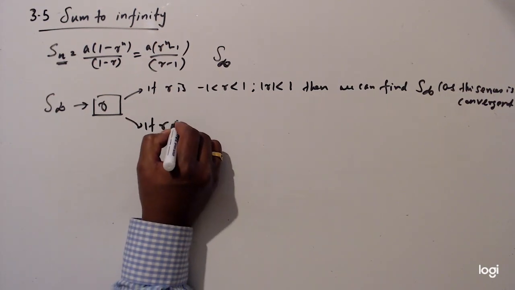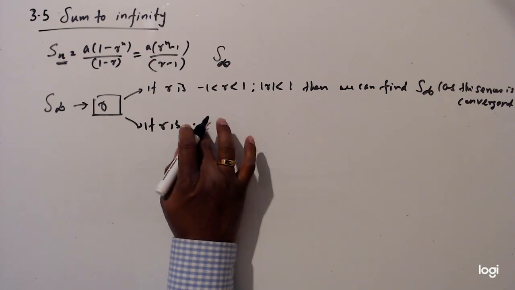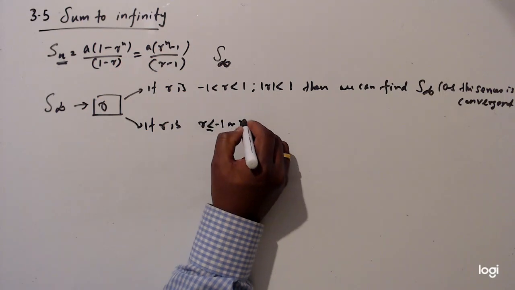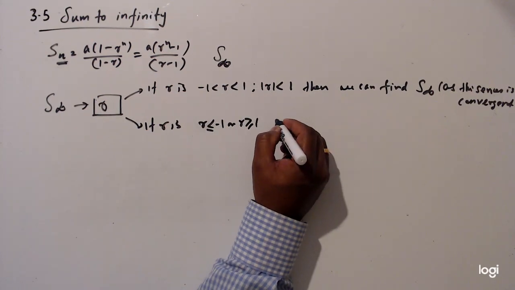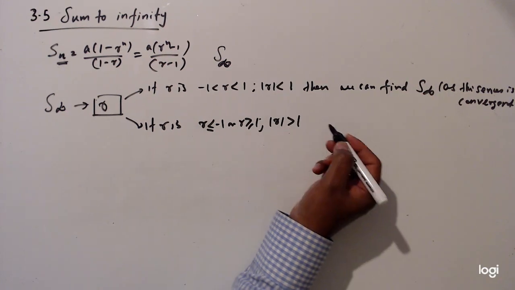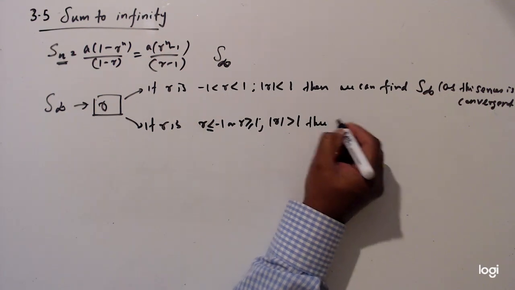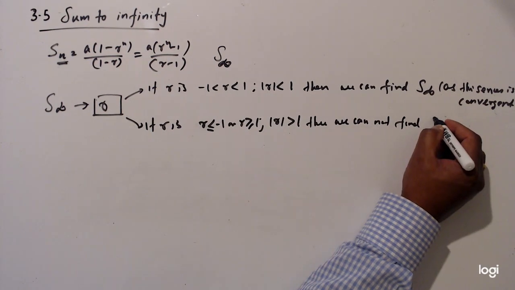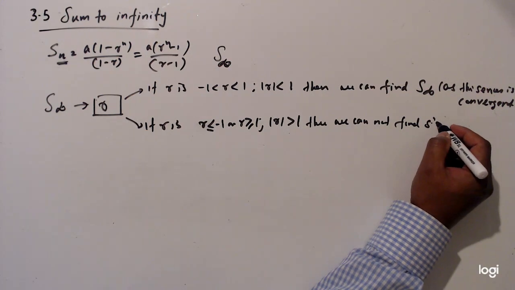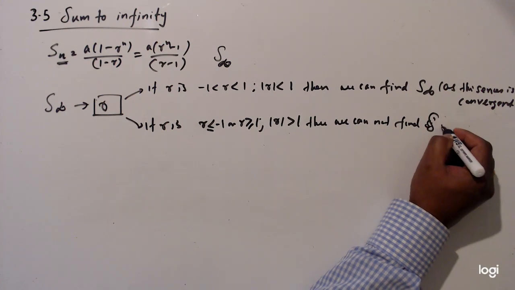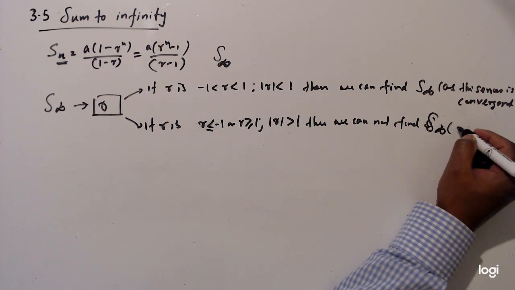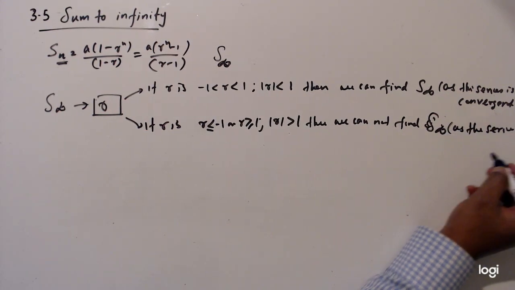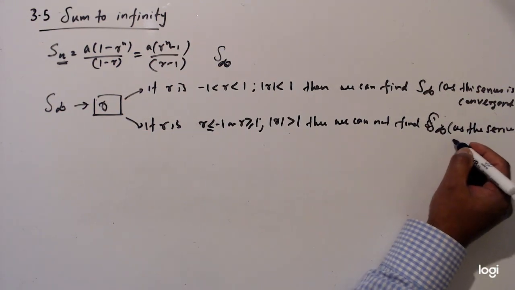And if r is less than or equal to minus 1 or greater than or equal to 1, in other words mod r greater than 1, then we cannot find the sum up to infinity. The reason is that the series is divergent.